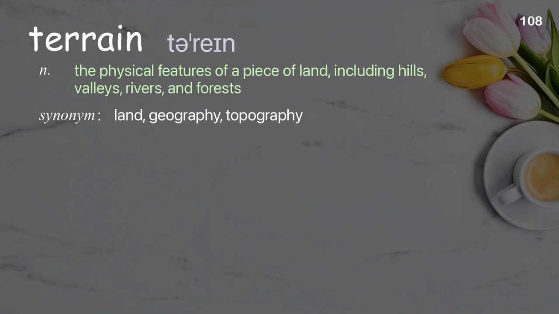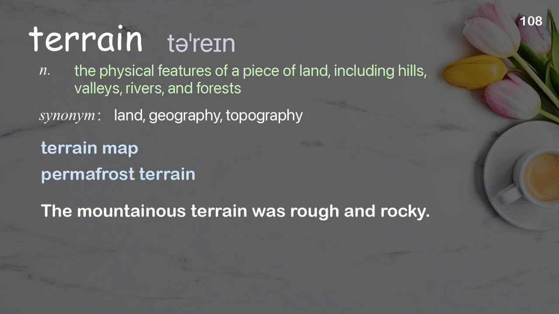Terrain. The physical features of a piece of land, including hills, valleys, rivers, and forests. Examples: terrain map. Permafrost terrain. The mountainous terrain was rough and rocky.